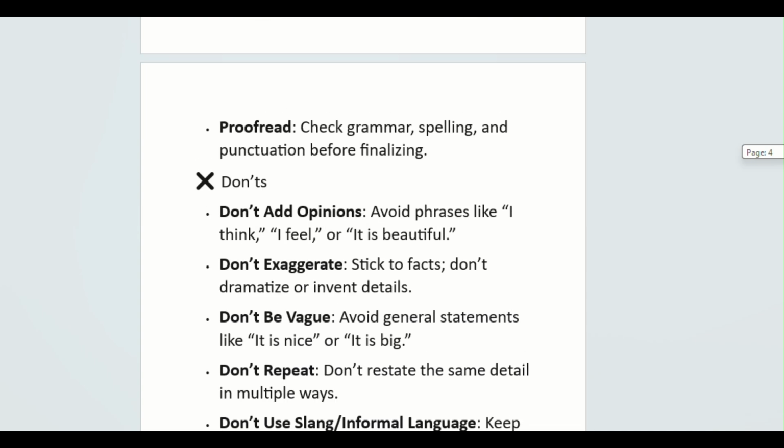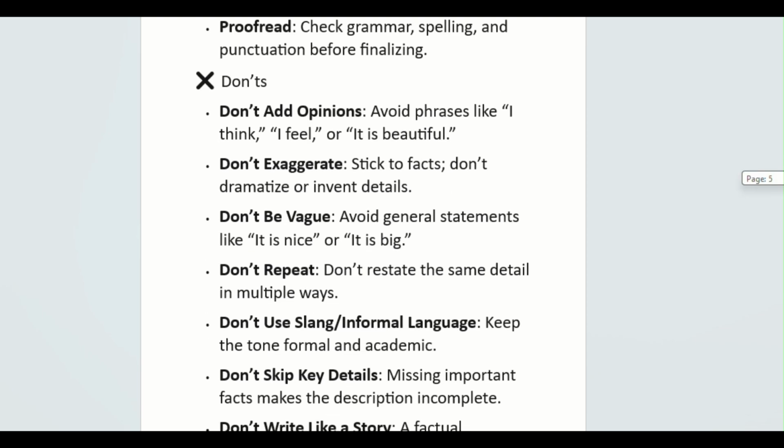Now the final and last point of the do's is to proofread. You must check your grammar, your spelling, your punctuation before finalizing, right? There are chances that you have made some mistakes in the paragraph while you were writing. So you should proofread it, and you will realize what the reader will understand at the first glance after reading the paragraph. So you must correct all these mistakes before finally submitting it to the teacher.